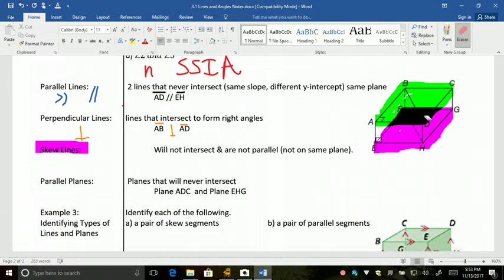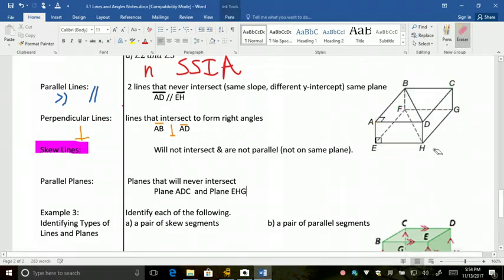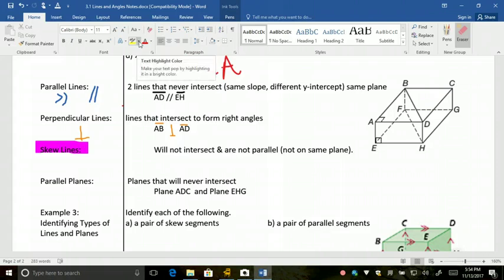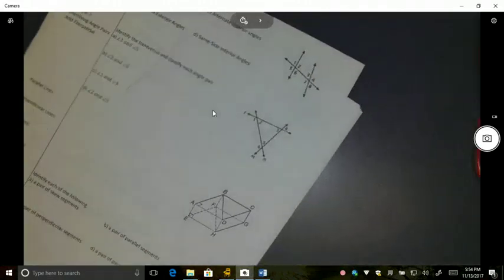There are other planes that are probably parallel in this picture, but again, I don't have parallel lines to indicate it, so it's hard to definitively say which planes are parallel. An example of skew lines, I can give you a three-dimensional example using the camera. I have our geometry textbook here.